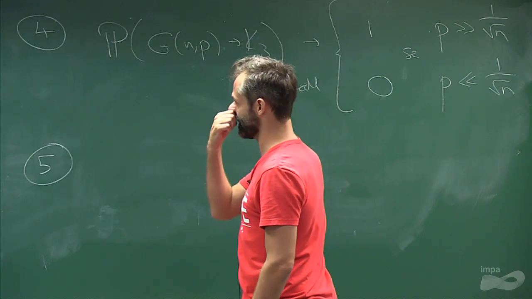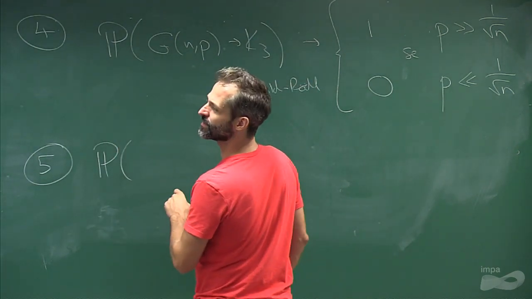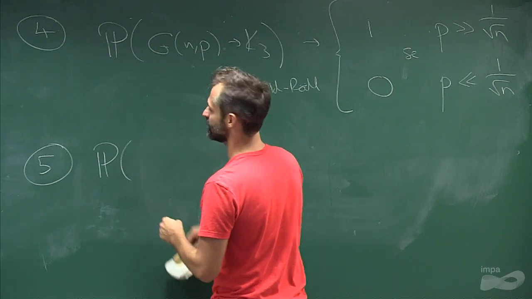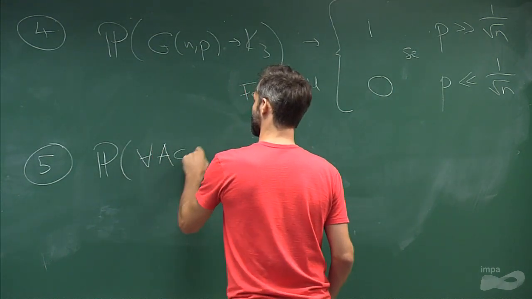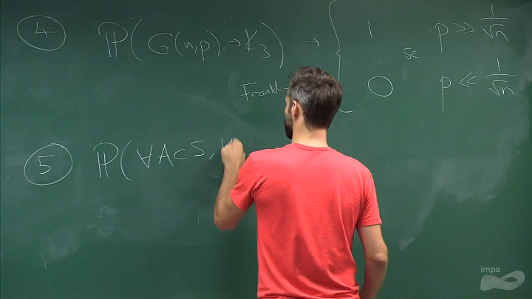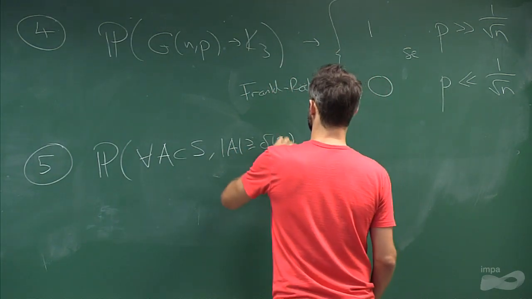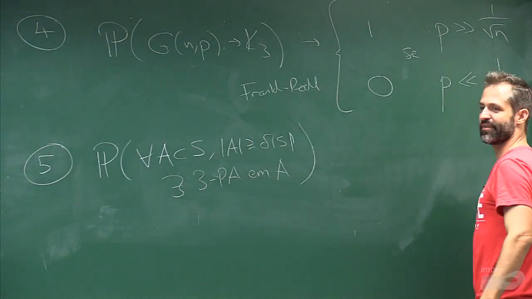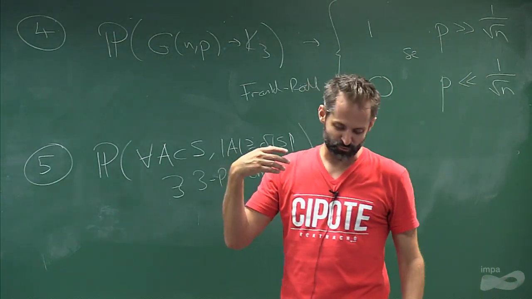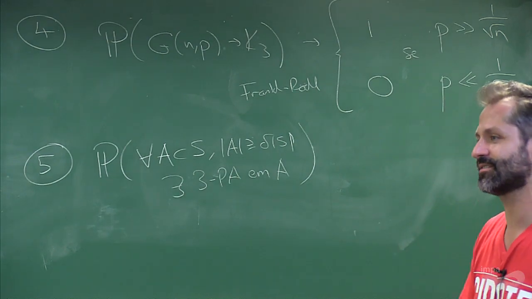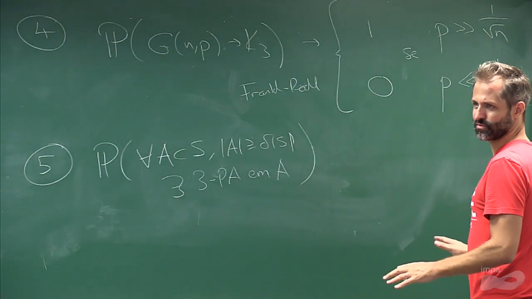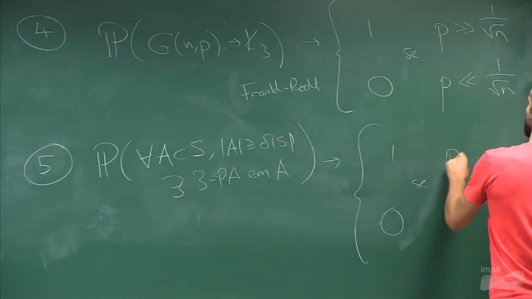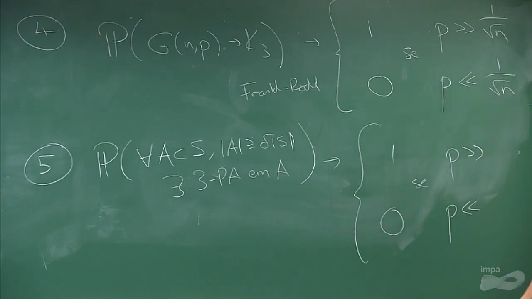And maybe as I've written it, it is increasing. So the probability that S has this property: for all A in S, size of A is at least delta times the size of S, there exists a 3-term arithmetic progression in A. The probability of this event, so the probability that Roth's theorem holds inside S, right? Is it clear what I mean? It tends to 1 or 0 if p is bigger than something, p is smaller than something. Any guesses?